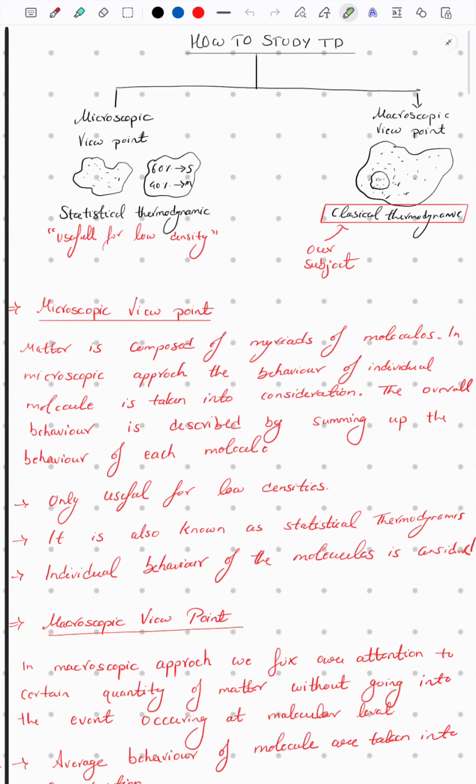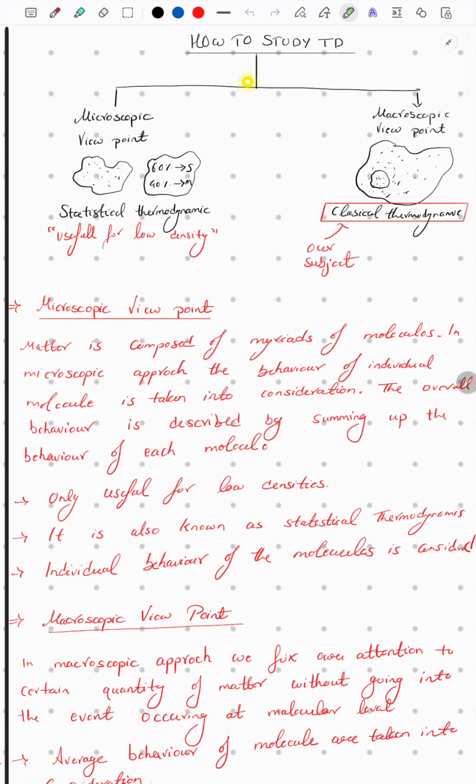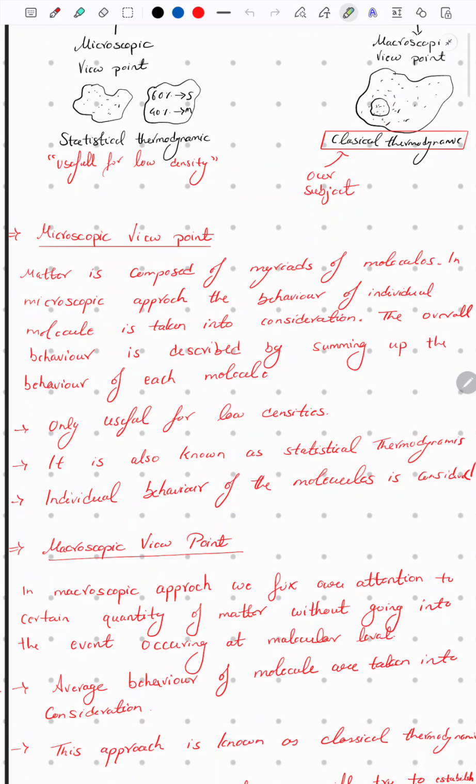Let's go further. How to study thermodynamics? There are mainly two viewpoints of thermodynamics: microscopic and macroscopic. Microscopic is basically called statistical thermodynamics. We will not study statistical thermodynamics right now. It is useful for systems with low density. The macroscopic viewpoint is classical thermodynamics. This is our subject.